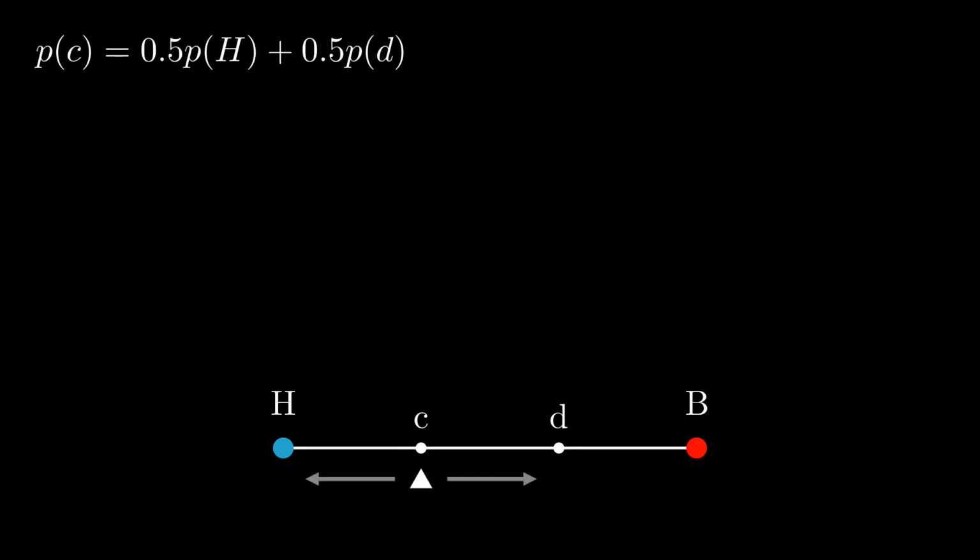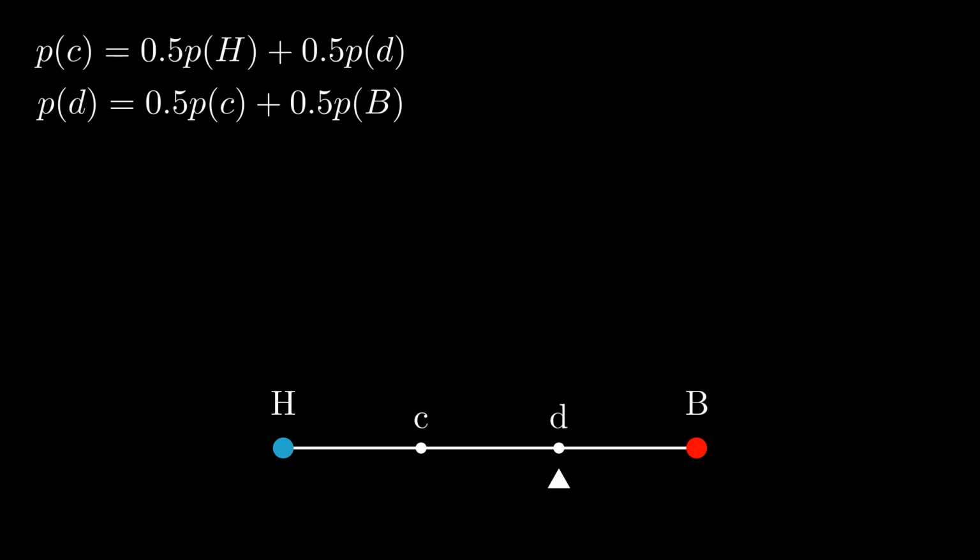Since we have equal chance of going either way, half the time we will have the odds of going left, and half the time we will have the odds of going right. To write this as a mathematical expression, we'll say P of C is equal to 0.5 times the odds at H, and 0.5 times the odds at D. Using the same logic, we could derive an expression for P of D in terms of its neighbors too. And as we mentioned earlier, P of H and P of B are 1 and 0 respectively from intuition.